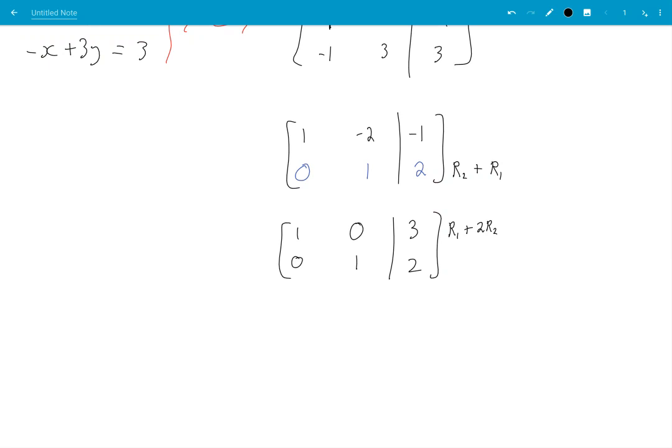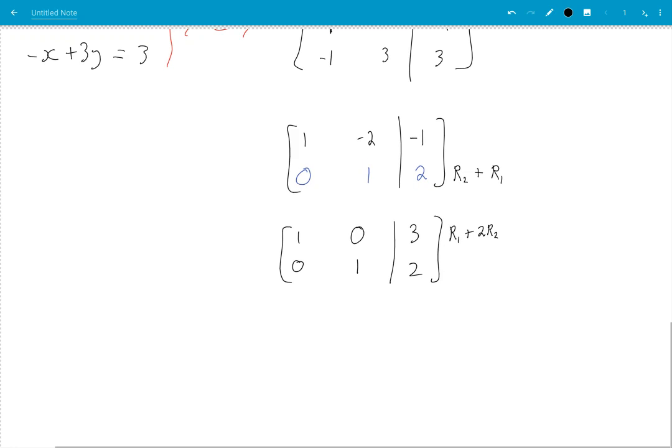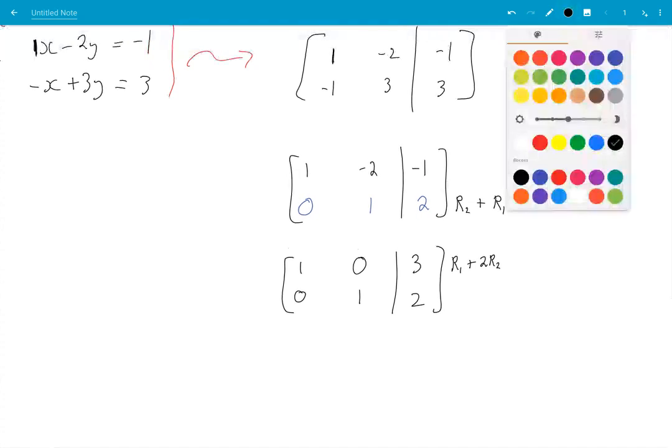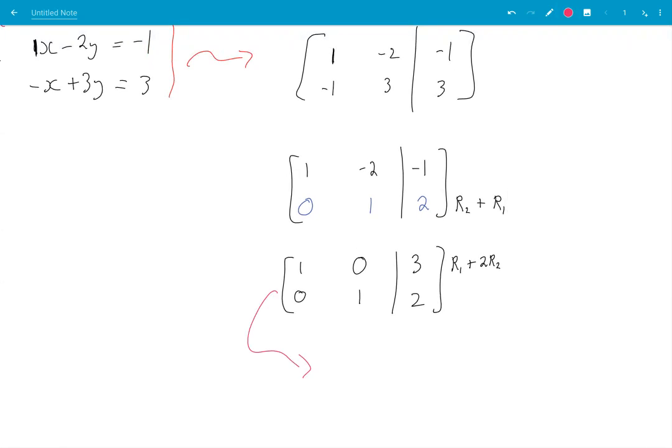So what have we done? If I convert this back into equations, the two equations say 1x plus 0y is 3, and 0x plus 1y is 2. And we usually skip that step and just say, well, x is 3, y is 2.